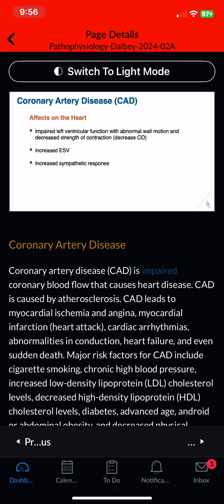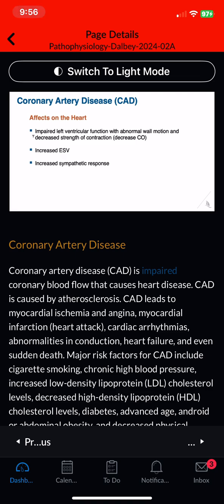Depending on the area affected by the ischemia, it can generally lead to an impaired wall and ventricular function. This is going to decrease the heart's contractile force and decrease cardiac output because stroke volume will decrease and our end systolic volume is going to increase. The decrease in cardiac output will increase the sympathetic nervous response and increase the heart rate and blood pressure. Now, unfortunately, this increases oxygen demand on the heart again, and that can lead to more pain and angina.